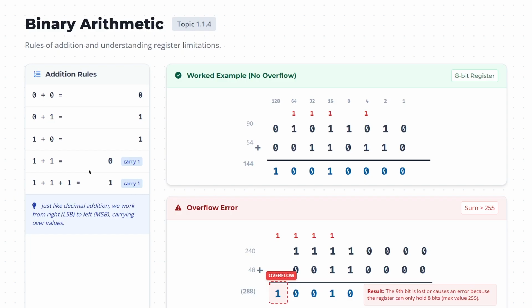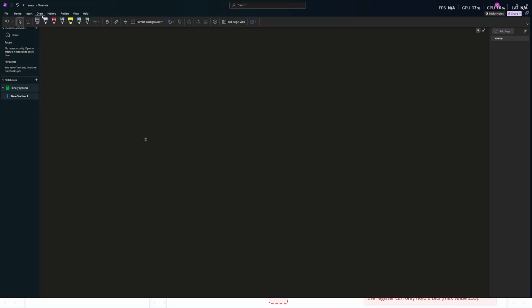So just try to memorize 0 plus 1, which is 1, 1 plus 1, which is 10, and 1 plus 1 plus 1, which is 11. As long as you remember those, I think you'll be fine. You won't need to remember more than that. So let's start off with an example, shall we?